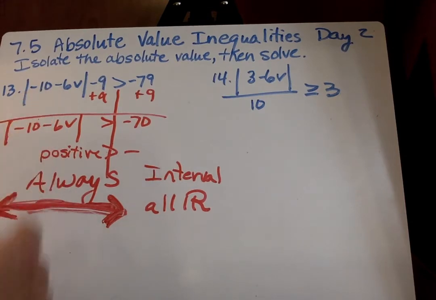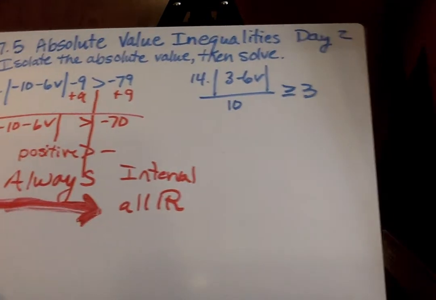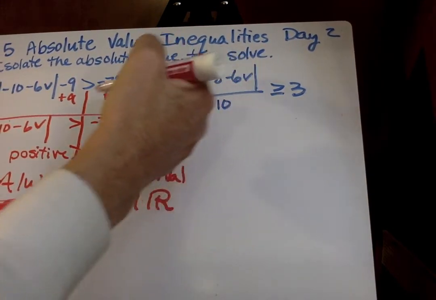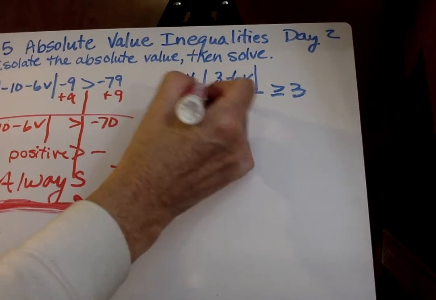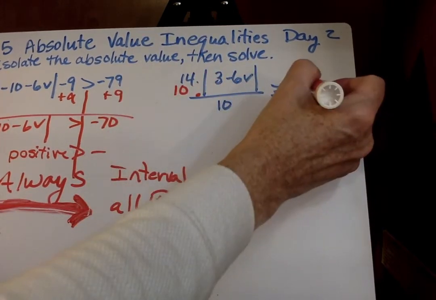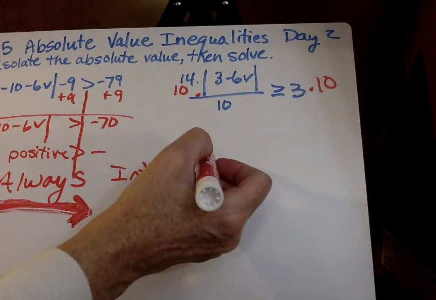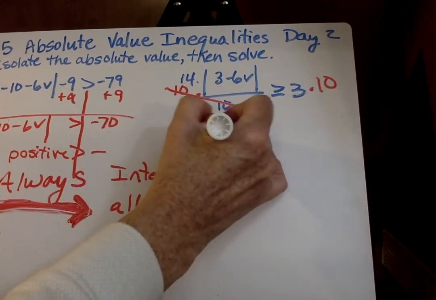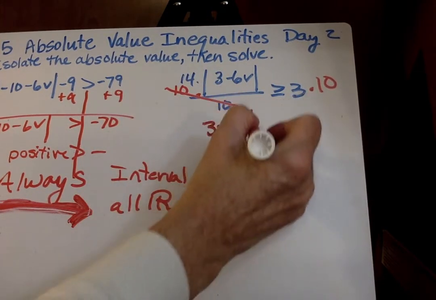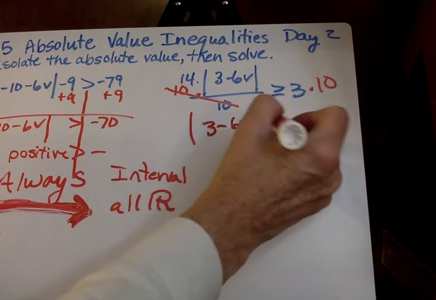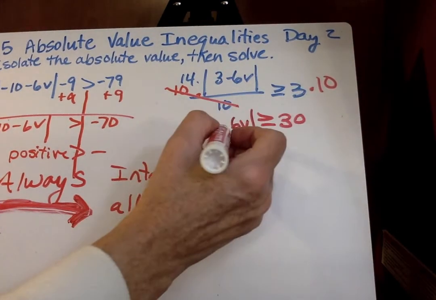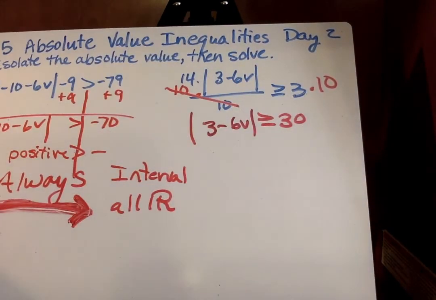Okay, now I'm going to go on to number 14. Again, I want to isolate the absolute value, so I'm going to times by 10, which will get rid of that. Whatever I do on one side of the equation, I do on the other. I end up with 3 minus 6v, absolute value, is greater than or equal to 30. Okay, so it's positive greater than or equal to 30, or another positive. So that's going to be sometimes.